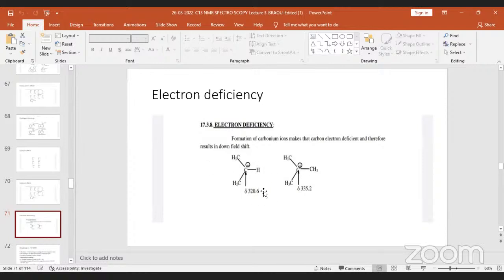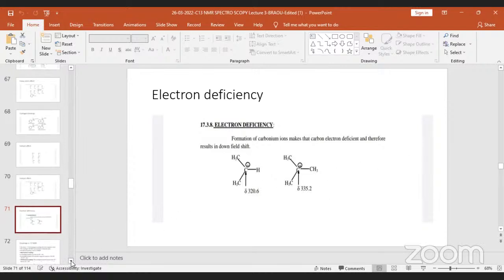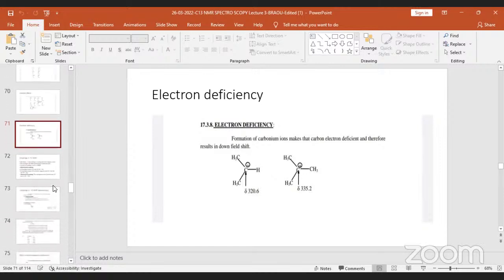And in case of carbonium ions, they will go up to 320 also, 350 also, even 360 sometimes maximum. Okay, 330, 340, that range will be observed for carbonium ions. Similarly, carbanions will show upfield shift.